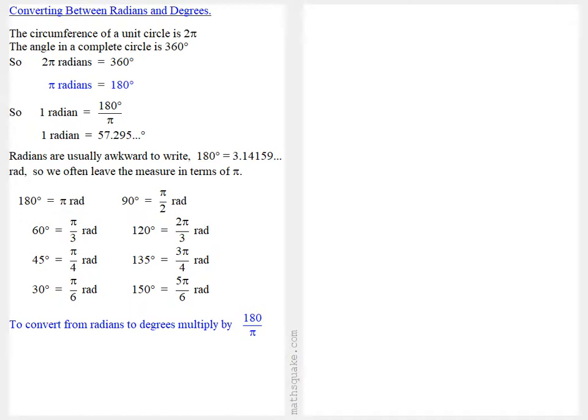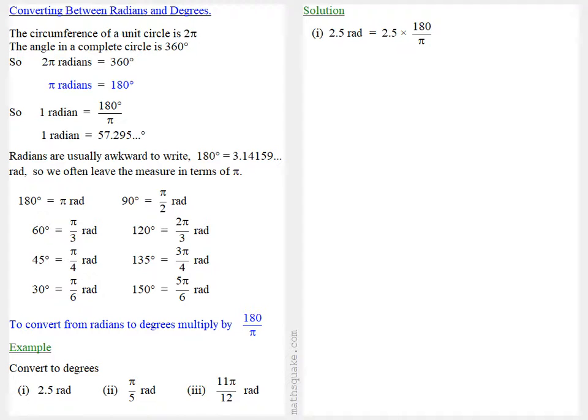To convert from radians to degrees, we multiply by 180 divided by pi. So some examples. Convert to degrees 2.5 radians. Well, 2.5 radians is 2.5 times 180 divided by pi. That is 450 degrees divided by pi, or 143.239 degrees.